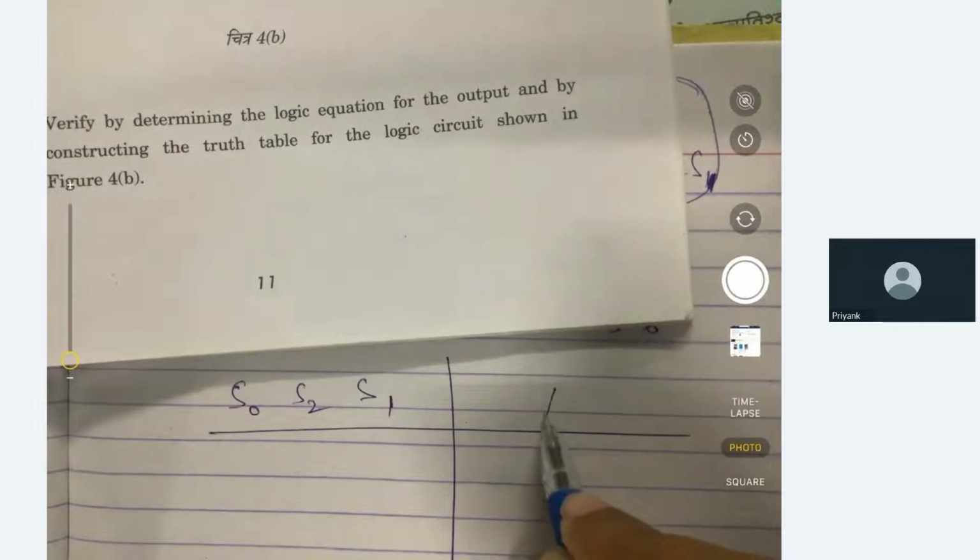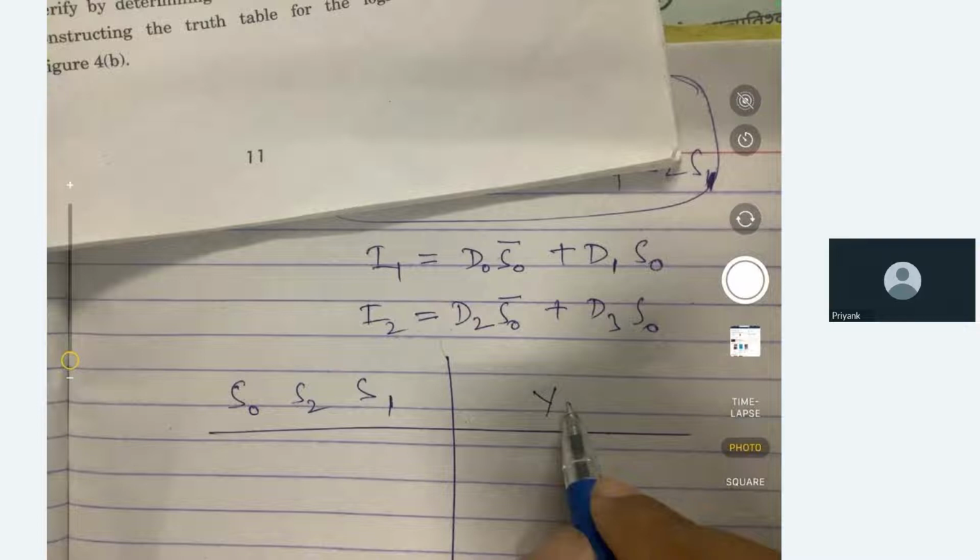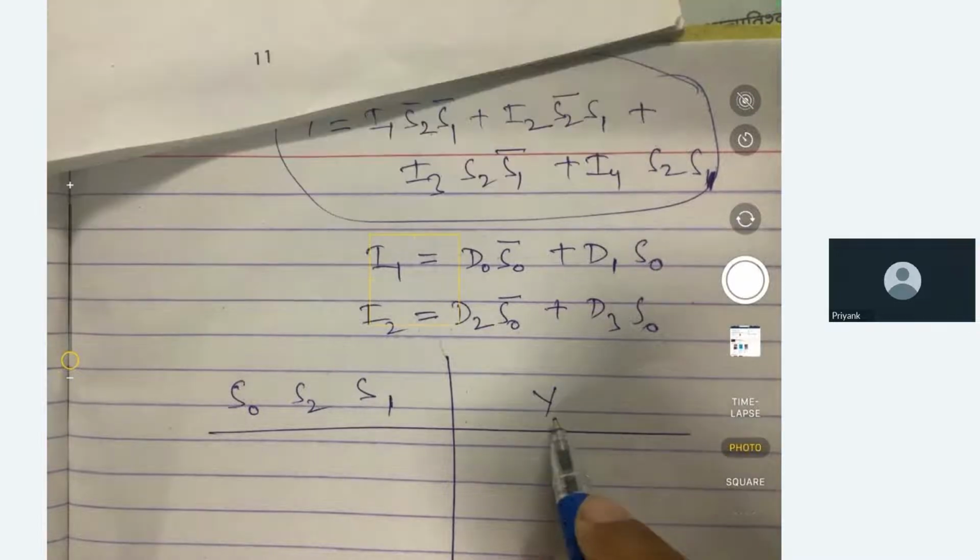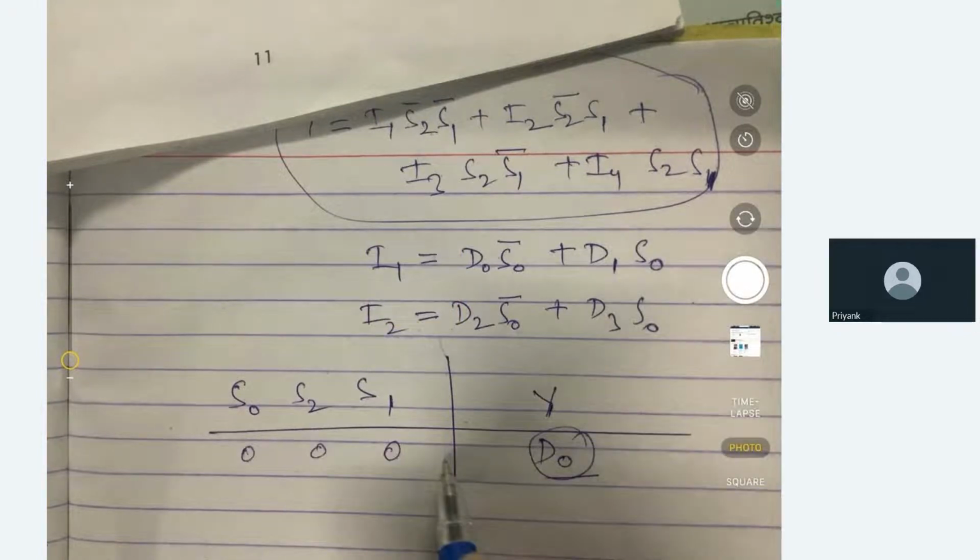Again, Y is the output, and the output will obviously be in terms of D0, D1, like that. So this is what we have to do in this question.